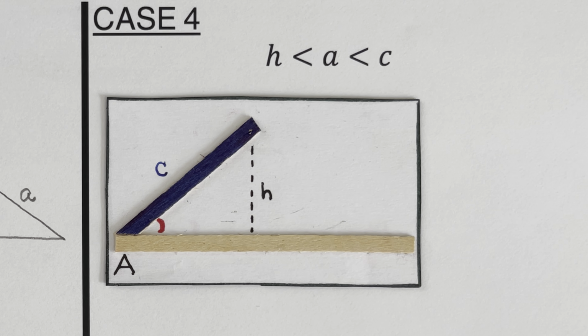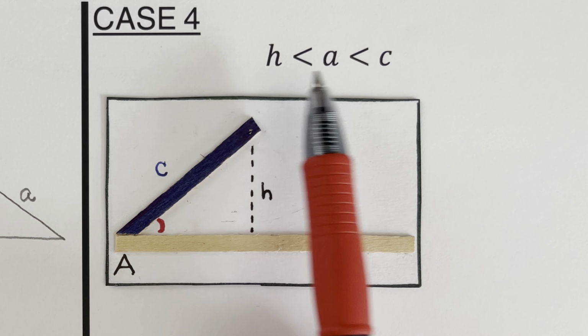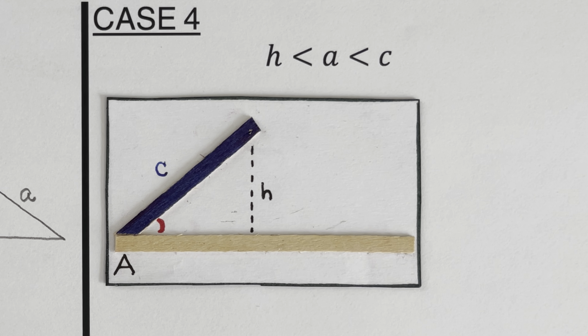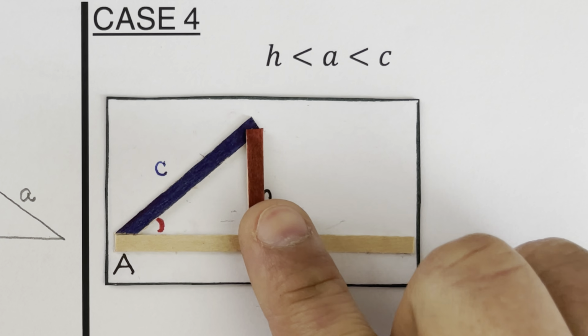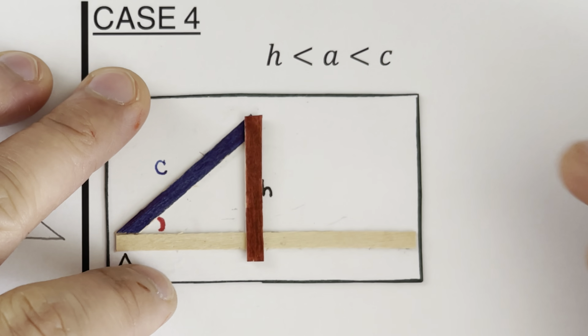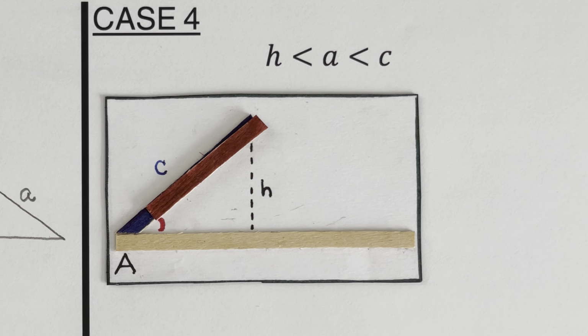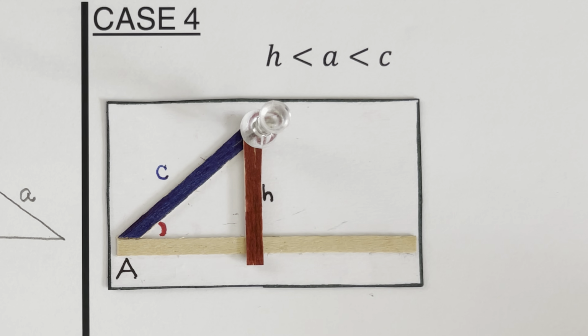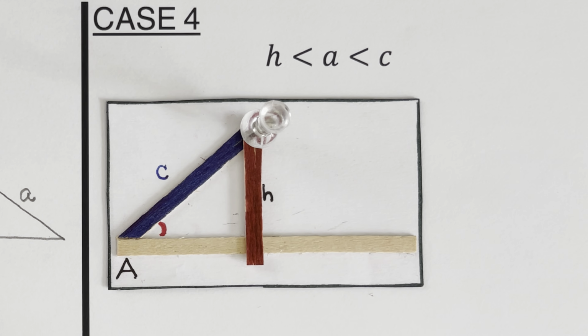Okay, now let's have case 4. This is when a is greater than h but less than c. As you can see here, our a, which is the red color, is longer than h and at the same time shorter than c, the blue one. So what would be the possible output for this? Let me set this up. Again, our a is the red one. It is greater than the height but less than the blue one, c.